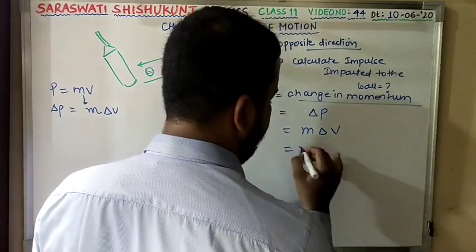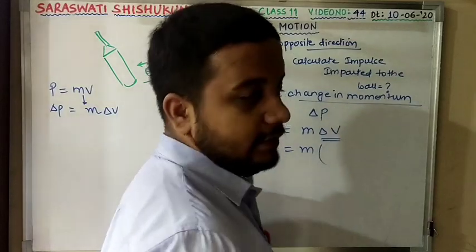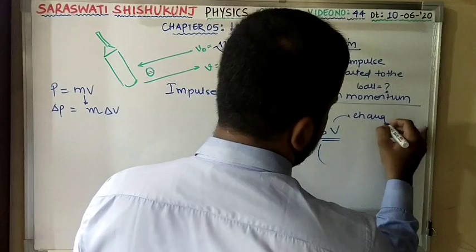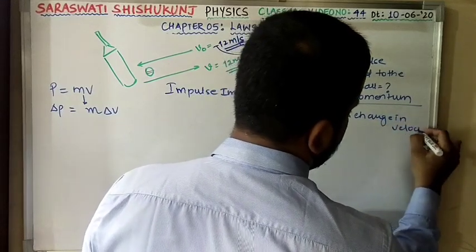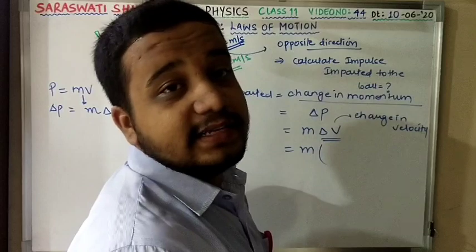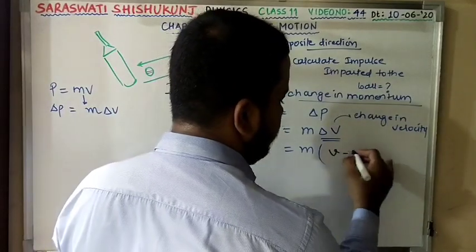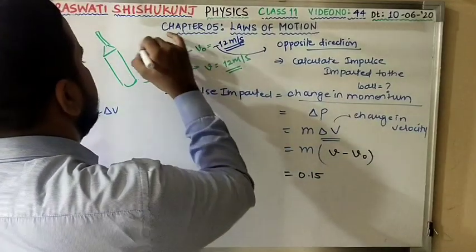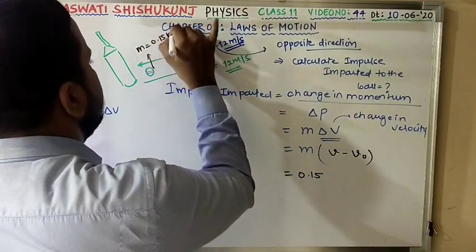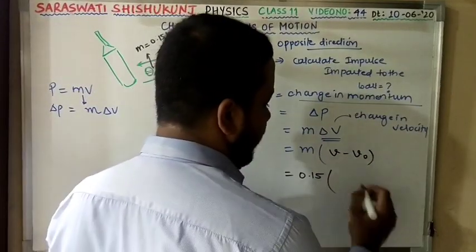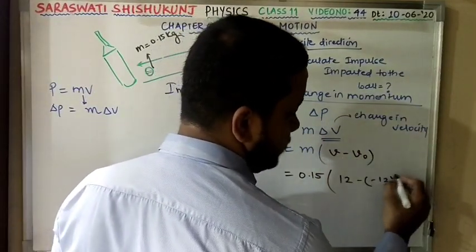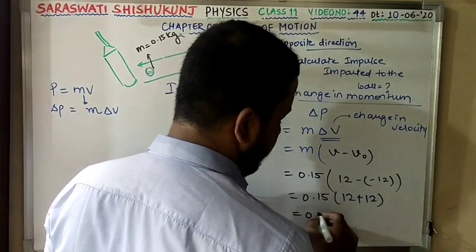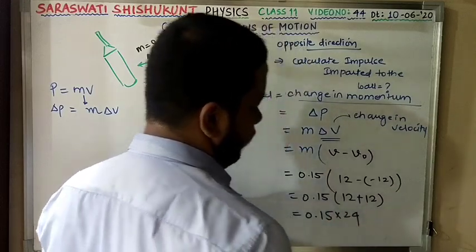What is delta v then? Delta is nothing but change, so delta v is the change in velocity. Change in velocity is the final value minus the initial value, so final is v and initial is v naught. The mass of the ball is 0.15 kg, which is given in the question. Final velocity is 12, initial velocity is minus 12. So my answer is 0.15 into (12 + 12), that is 0.15 into 24.